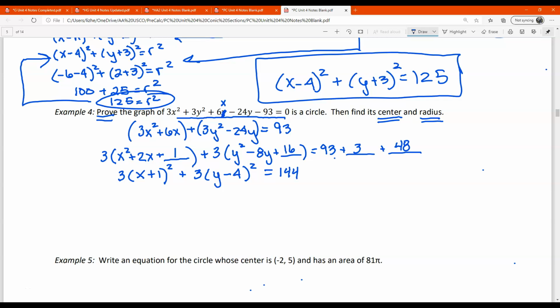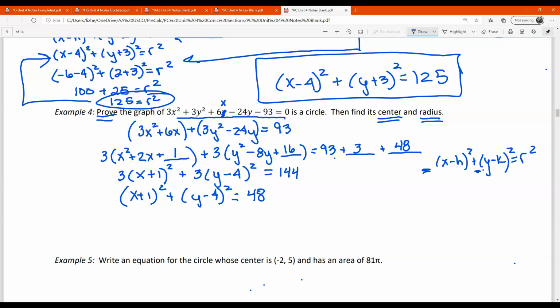Now this is not in standard form. Remember, standard form has no value in front of your x and your y. So I need to divide out those 3's in order to get it in standard form. So I'll divide every term by 3, and I have (x plus 1) squared plus (y minus 4) squared equals 144 divided by 3, which is 48.